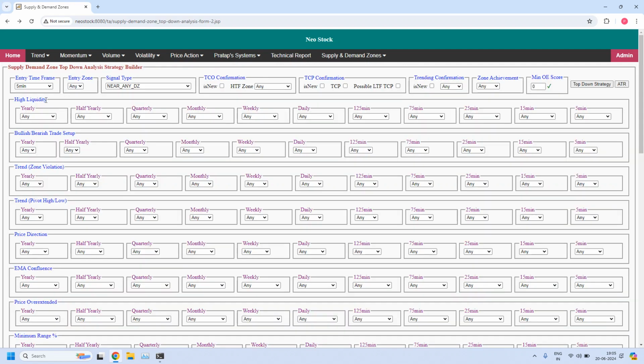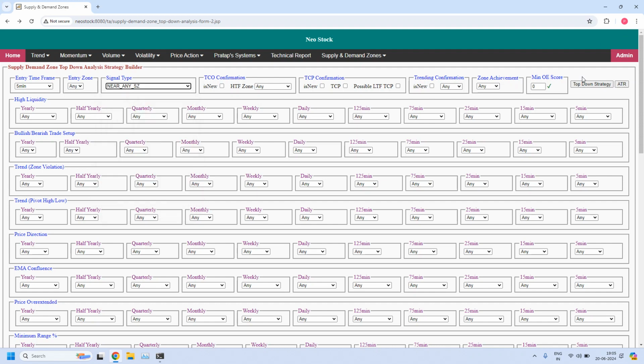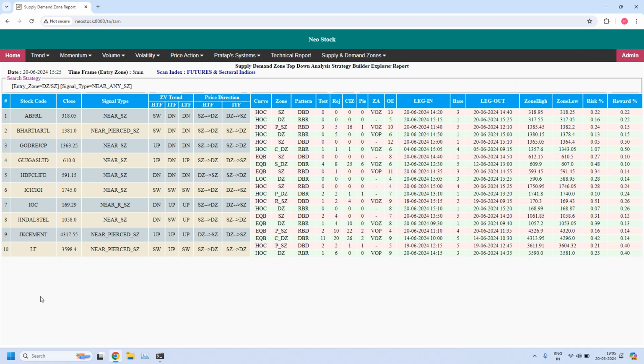So let me go back. For 5 minutes time frame, let us find the stocks near 5 minutes supply zone. So 10 stocks are filtered. So these are the stocks near demand and supply zones for all the time frames. Now let us generate a NIFTY and BANKNIFTY supply demand zone chain.